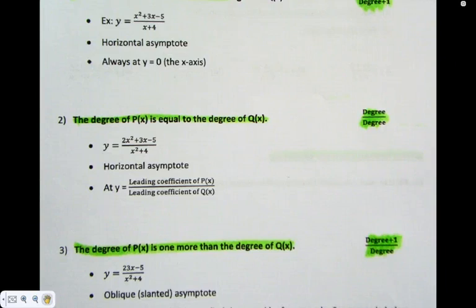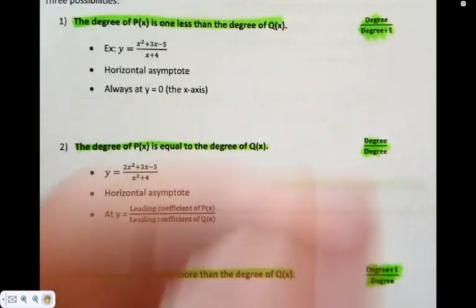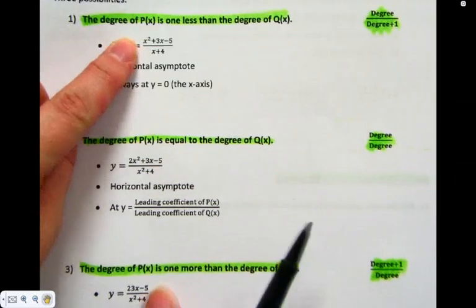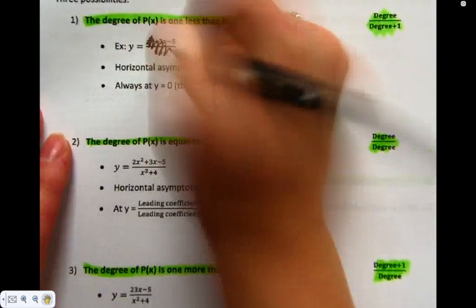So you could have a difference of 2 degrees. You could have a higher degree on the bottom by 3. You could have a higher degree on the top by 12. We're not going to talk about those. We're going to stick to these 3 cases. Is the bottom 1 more than the top? They're exactly the same, or the top is 1 more than the bottom. Now, I completely switched these examples, so we're going to cross them out because it's going to confuse you if you don't.